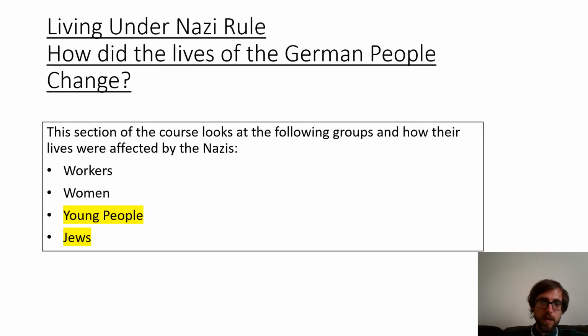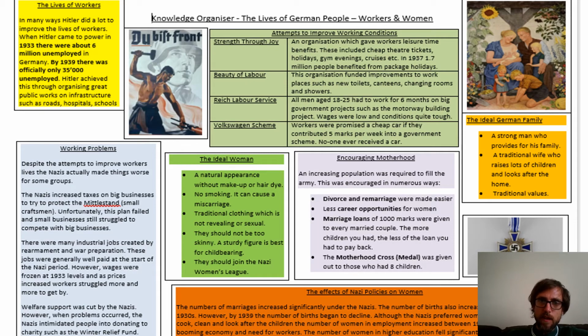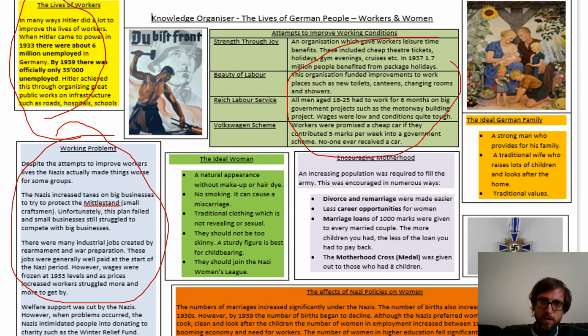Okay, so we've looked at young people and Jewish people. Next, we're going to have a look at workers and women together. Okay, so we've got another knowledge organiser here. So we've got workers just there, workers just there, and workers just there. The rest of them are to do with family and more specifically women, just around here.